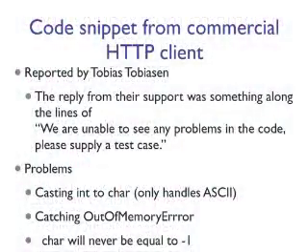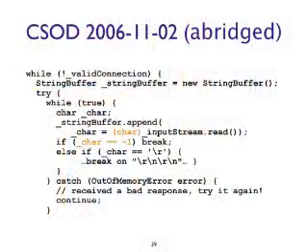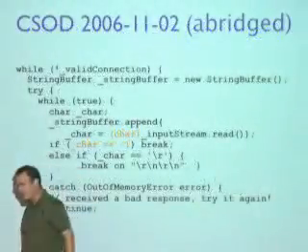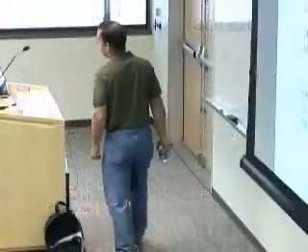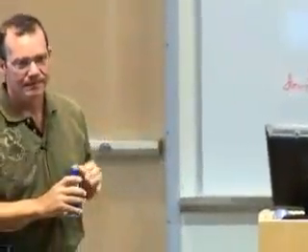So this was reported. The reply from support was, we're unable to see any problems in the code, please supply a test case. Problems? Well, it casts an int to a character, which only handles ASCII, and catches an out of memory error. But the big problem is that the character value will never be -1. InputStream.read is a weird method. It reads a byte, and it either returns a value from 0 to 255, which is a byte value, or it returns -1 to indicate end of file.